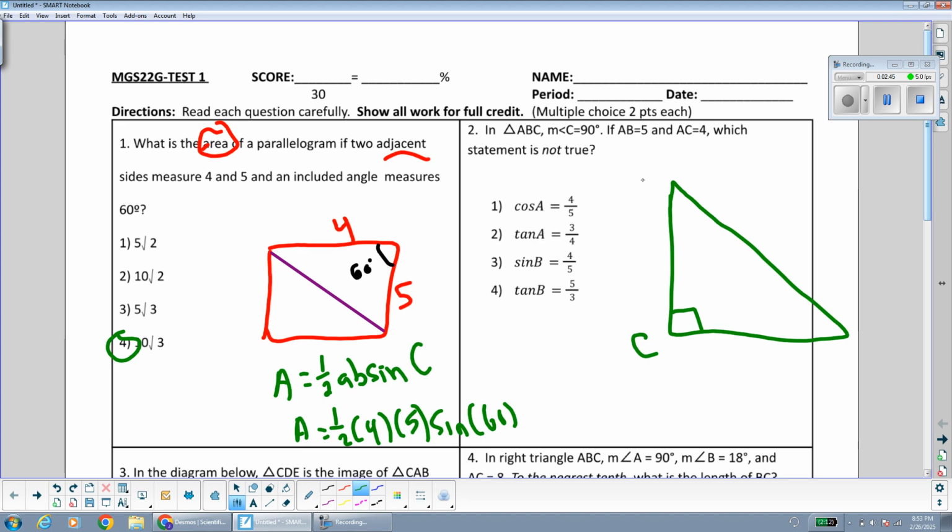C is the 90-degree angle. And that means this is 3 if you use the Pythagorean theorem. Cosine of angle A is 4/5. Tangent of angle A, opposite over adjacent, that is 3/4. Sine of angle B, from angle B we have opposite over hypotenuse, that is 4/5. Tangent of angle B, opposite over adjacent, that should be 4/3. That's the one that's not true.